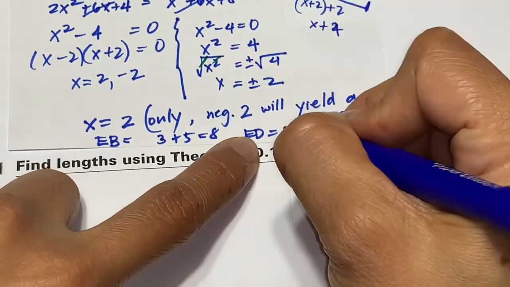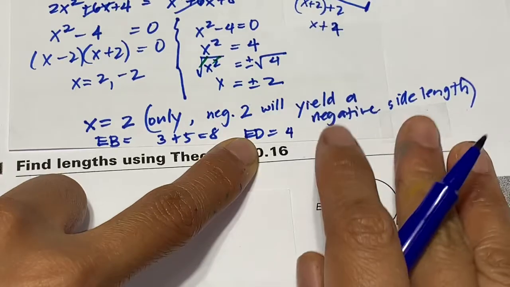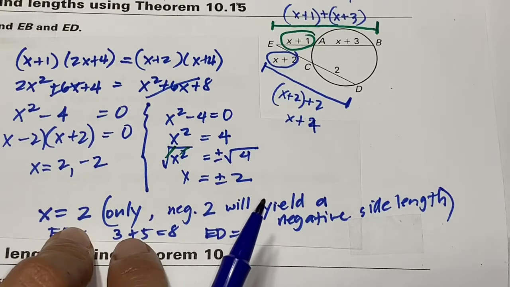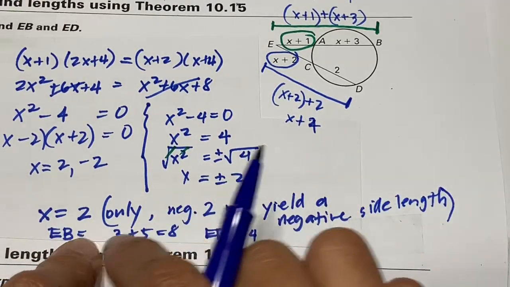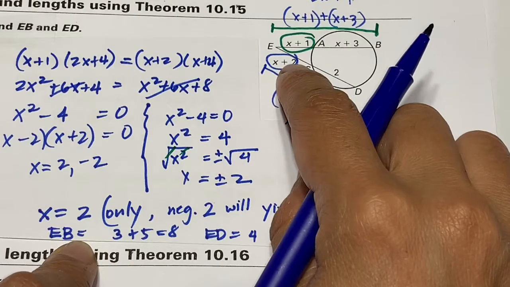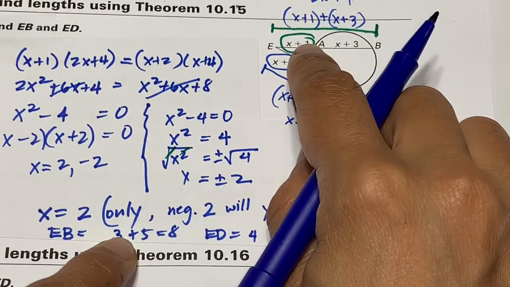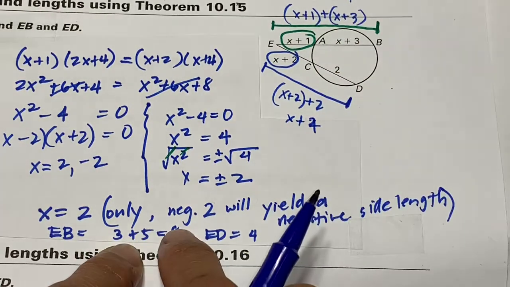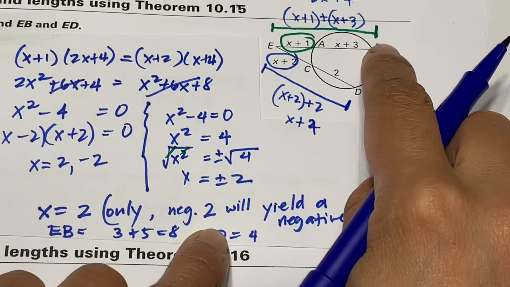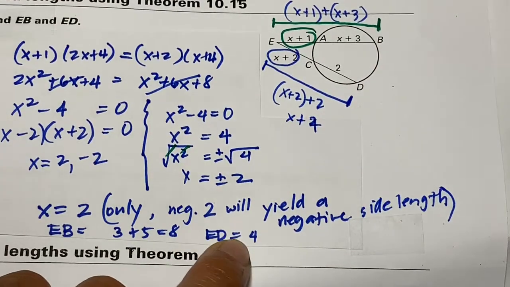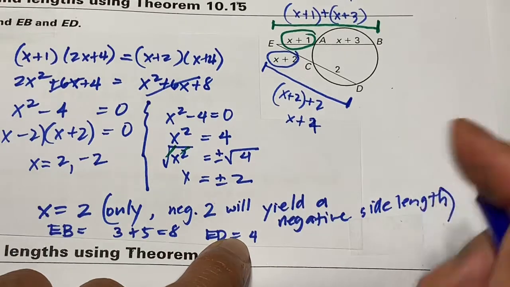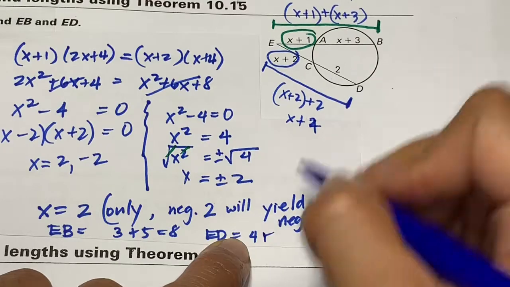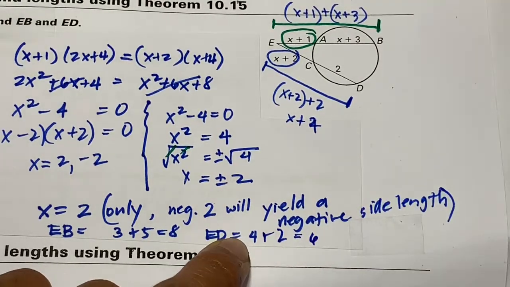Let me explain this again. EB, it says x is 2, right? So 2 plus 1 is 3. That's how I got 3. And then 2 plus 3 is 5. So the whole thing is 8 from E to B. And then for ED, you can just plug it in here too because I already added. But just in case, 2 plus 2 is 4 plus 2, it's 6.